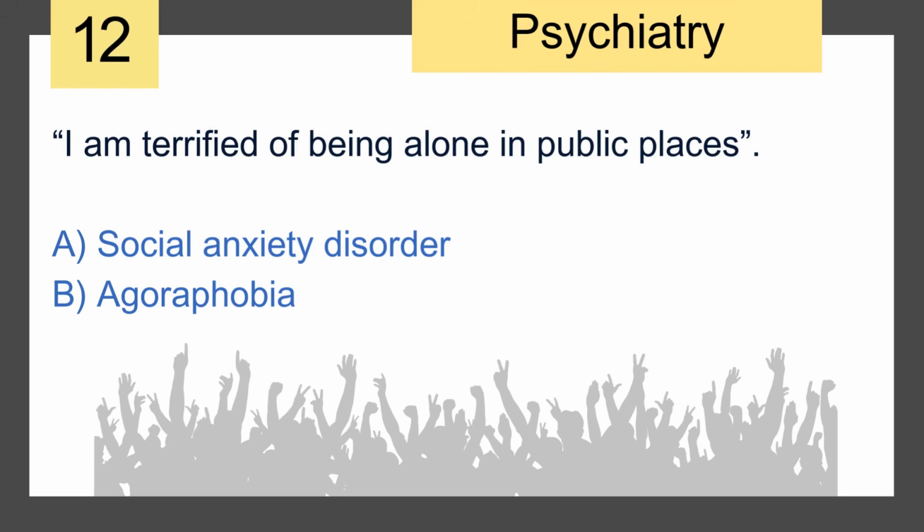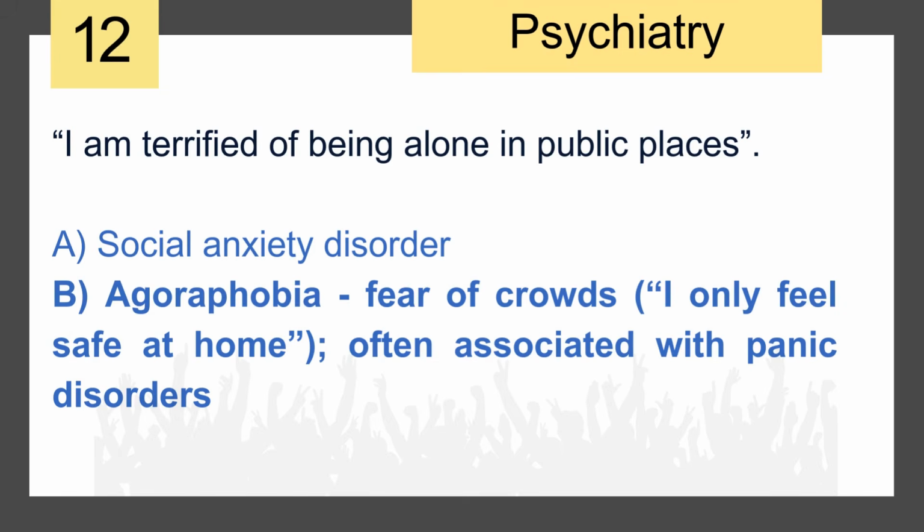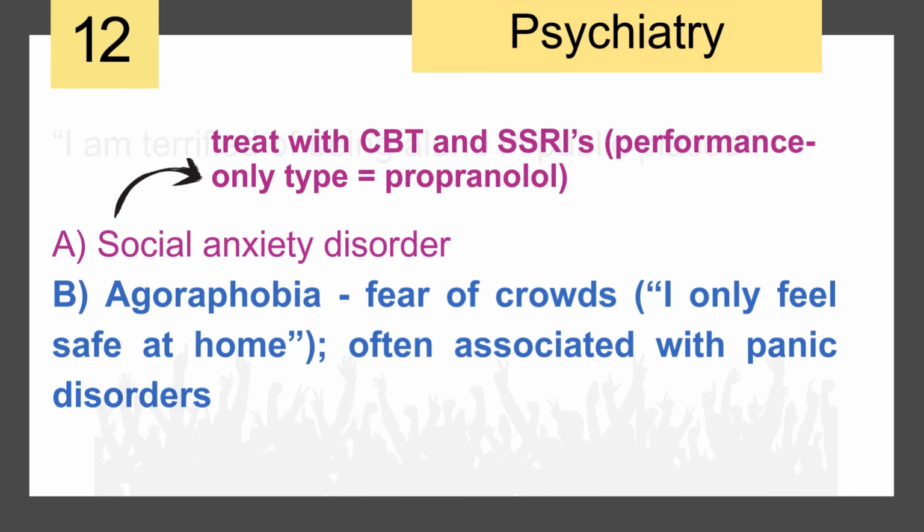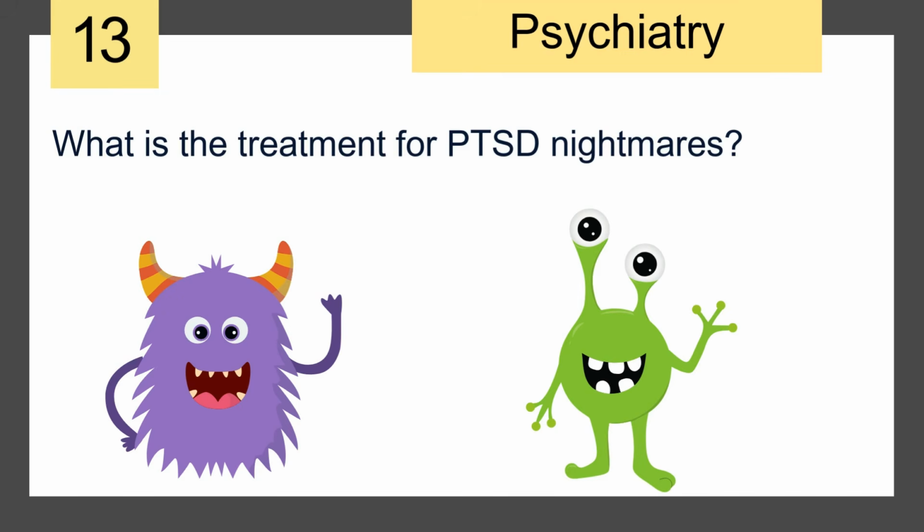All right, question 12. I'm terrified of being alone in public places. This is agoraphobia, fear of crowds. I only feel safe being at home, often associated with panic disorders. As opposed to social anxiety disorder, that's more about feeling self-conscious in social situations, and it impairs the patient. Social anxiety disorder is treated with CBT and SSRIs. If it's the performance type, for example, public speaking, as I said, beta blockers, propranolol. Question 13. What is the treatment for PTSD nightmares?